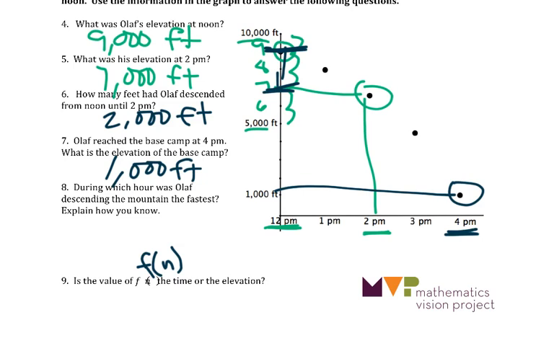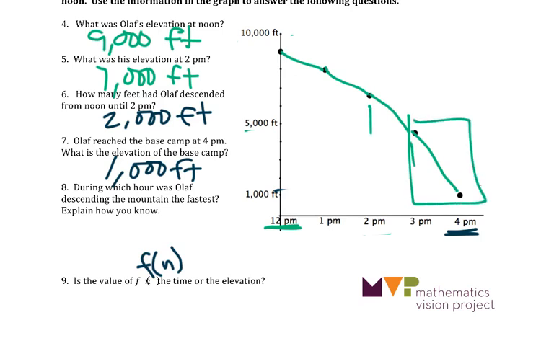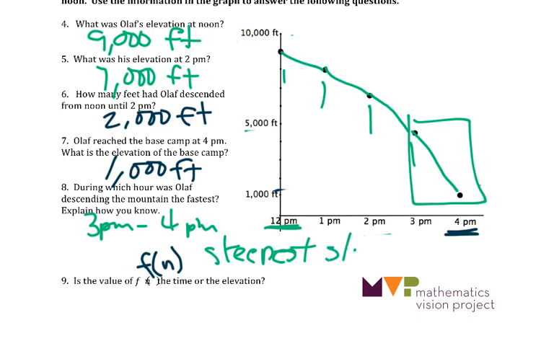During which hour was Olaf descending the mountain the fastest? Okay, so now we're looking at how quick we're going down. A way to do this would be to connect the dots and find which one was the steepest. I think it's pretty easy to see the steepest because all of these are an hour apart. The steepest is 3 to 4 p.m. So from 3 p.m. to 4 p.m. How do we know? It's the steepest slope.